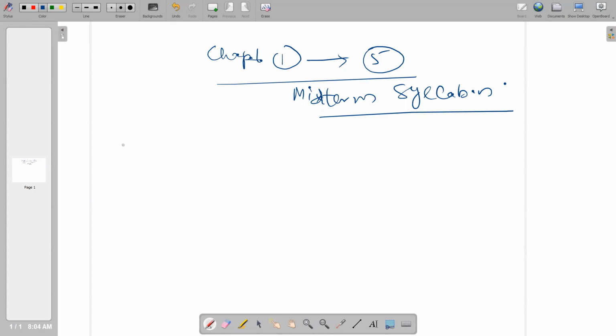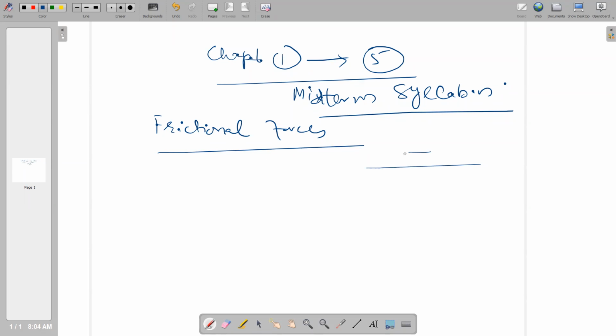So last time in chapter number 5, you remember that we have studied a lot of things, but the last article was about frictional forces. In frictional forces, we defined the frictional force, which is opposite to the applied force. If this is the applied force, then the frictional force will be in this direction.